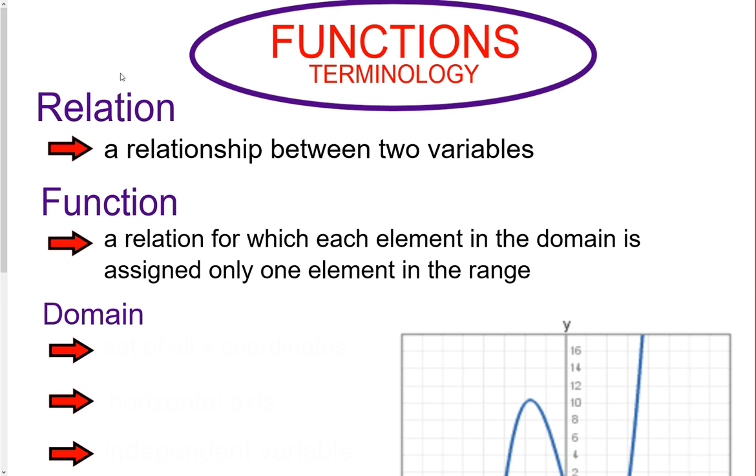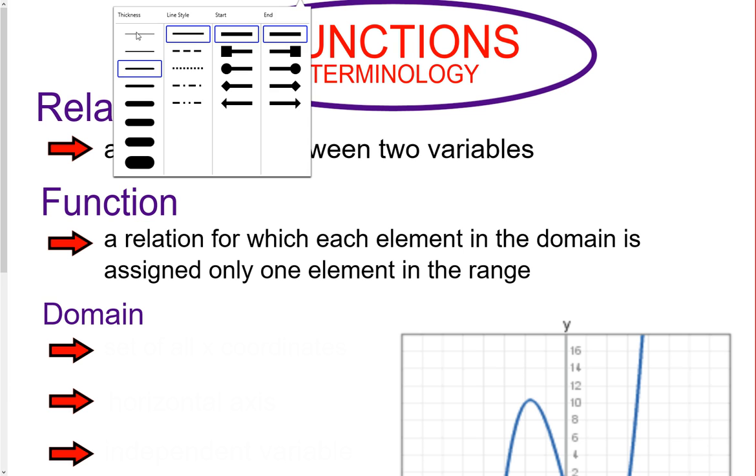In the more technical language, we say a function is a relation for which each element in the domain is assigned to only one element in the range. That probably looks a little familiar, from what we were just doing in that Desmos activity. But there's a lot of extra words in there, like element and domain and range. We're going to spend some time learning more about domain and range. You have likely seen those before in grade 10, but you may not have.